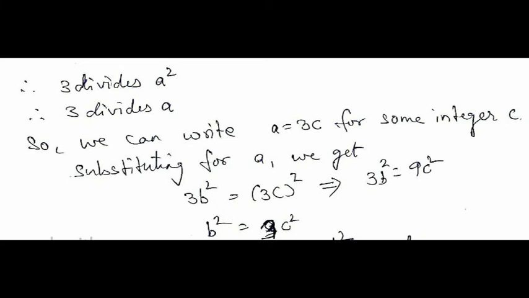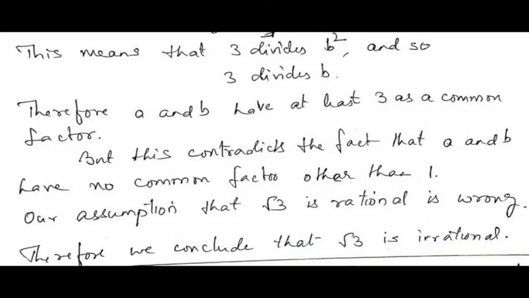So we can write a is equal to 3c for some integer c. Substituting for a, we get 3b square is equal to 3c the whole square, or b square is equal to 3c square. This means that 3 divides b square and so 3 divides b. Therefore, a and b have at least 3 as common factor. But this contradicts the fact that a and b have no common factor other than 1. Our assumption that root 3 is rational is wrong, and therefore we conclude that root 3 is irrational.